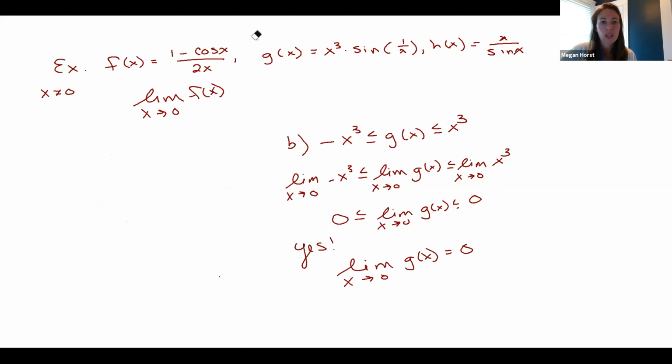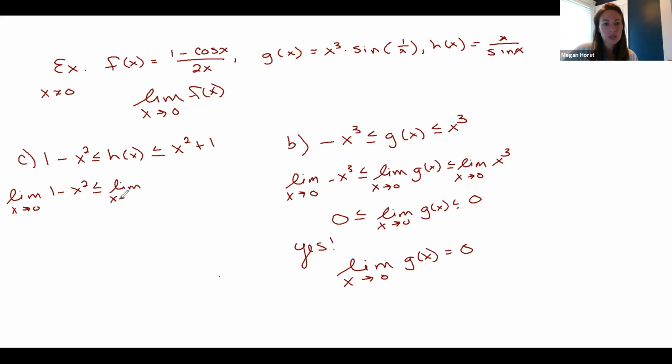Okay. All right, our last problem is 1 subtract x squared is less than or equal to h of x. So now we're doing this x over sine of x, which we actually already know the answer to, right? But we'll analyze regardless. So I'm going to take the limit as x goes to 0 of 1 subtract x squared, the limit as x goes to 0 of h of x, and the limit as x goes to 0 of x squared plus 1. Now if I sub in 0 here, I get 1.